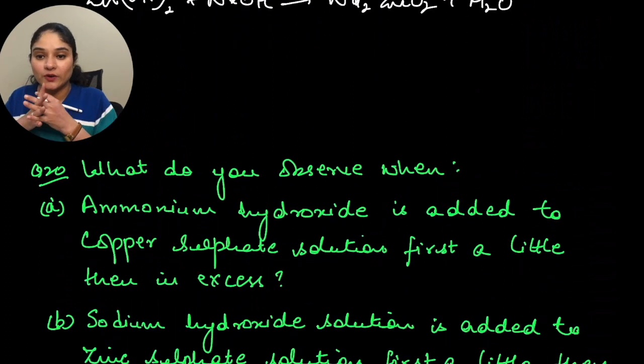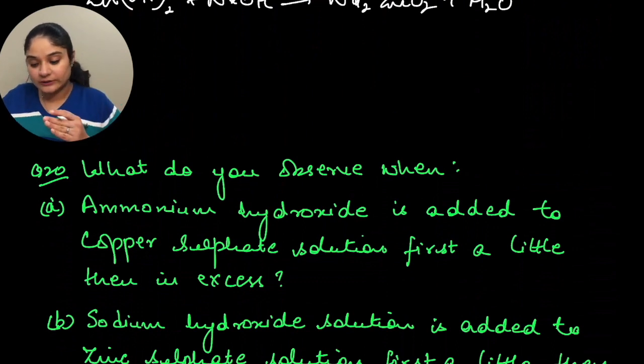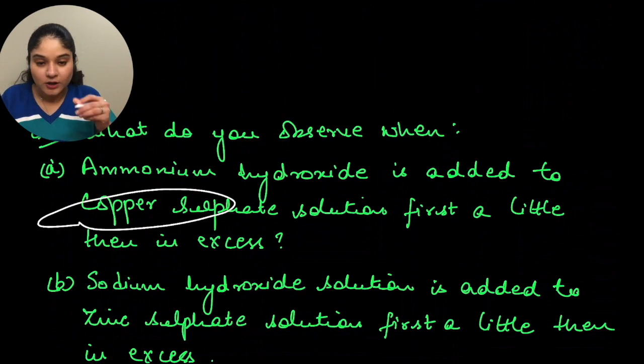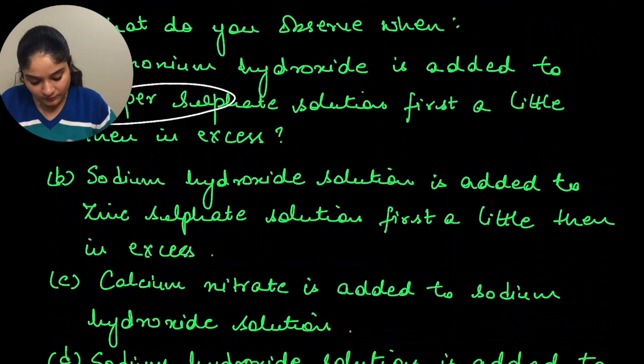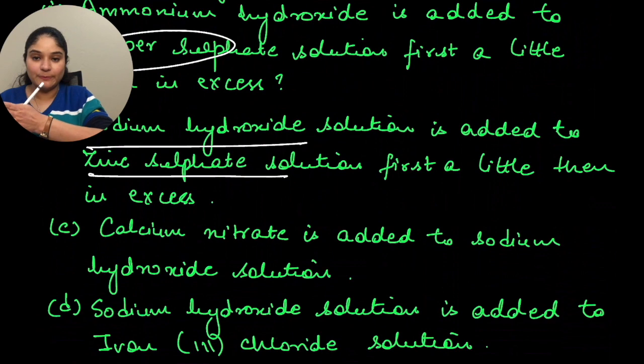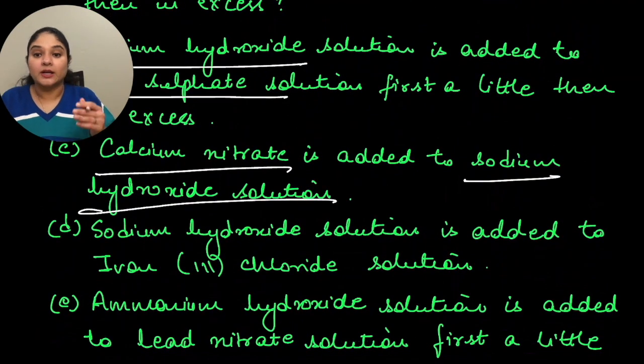What do you observe when ammonium hydroxide is added to copper sulfate solution, first in little and then in excess? So when you're adding ammonium hydroxide drop by drop to copper, first you get a blue PPT which dissolves in excess of ammonium hydroxide and gives you an inky blue solution. Move ahead to the next one. Sodium hydroxide is added to zinc sulfate, first in little and then in excess. White PPT is formed, soluble in excess. Calcium nitrate, sodium hydroxide. White PPT is formed, insoluble in excess.